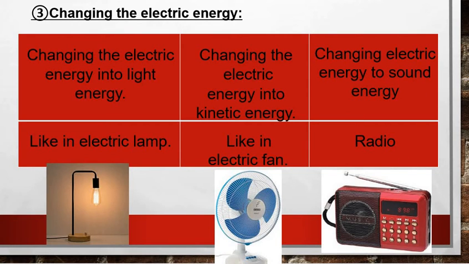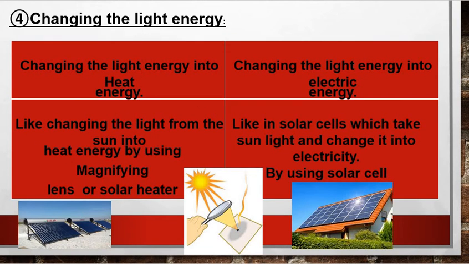Okay, let's take the last change. Number 4, changing the light energy. The light energy, we take it from the sun or the electric lamp, like we said in the first slide. Here the light energy will change into heat energy or electric energy. How?